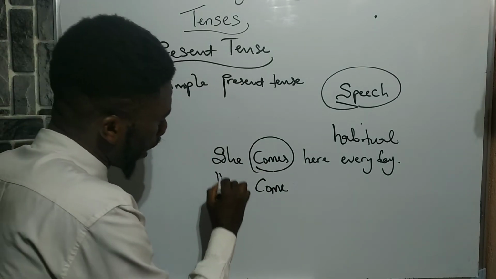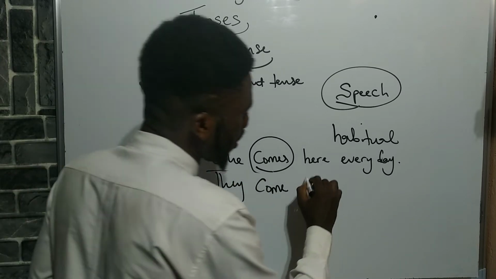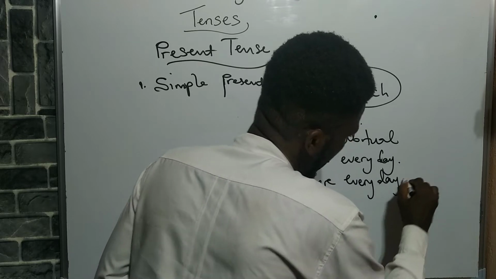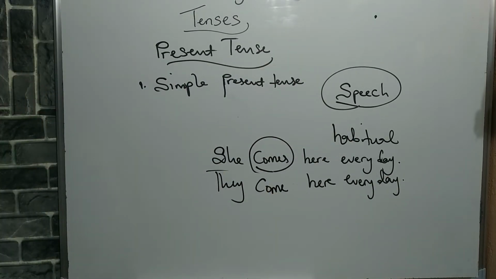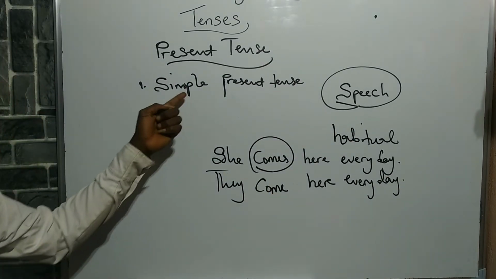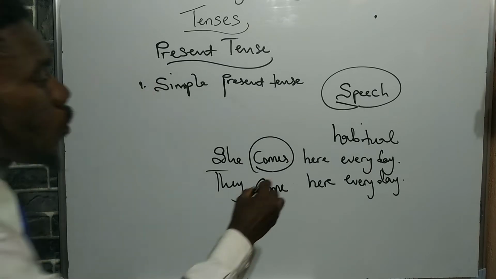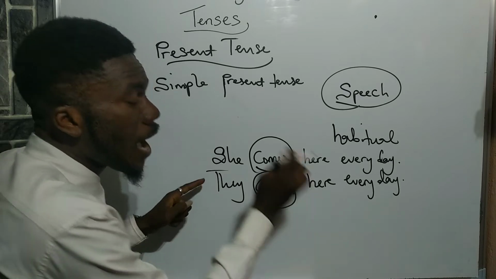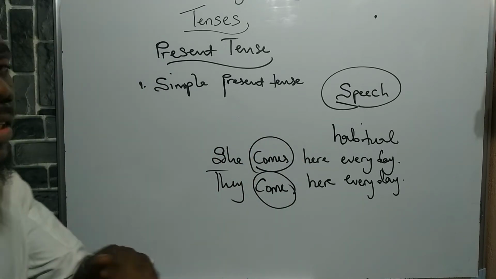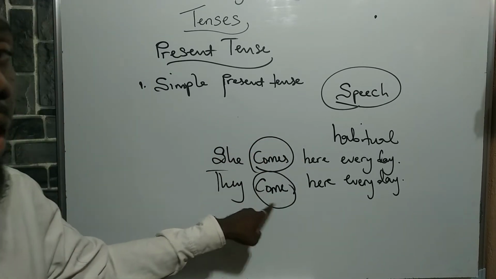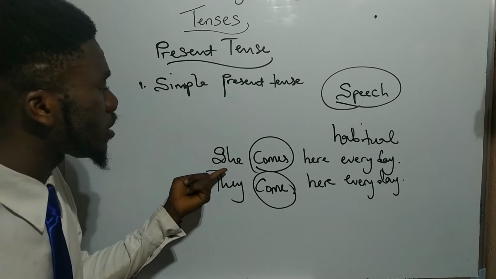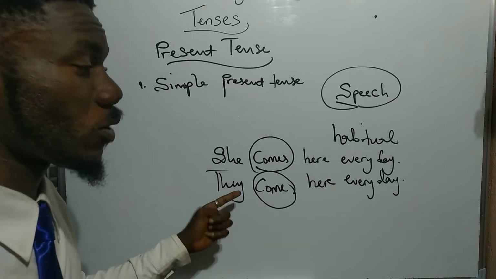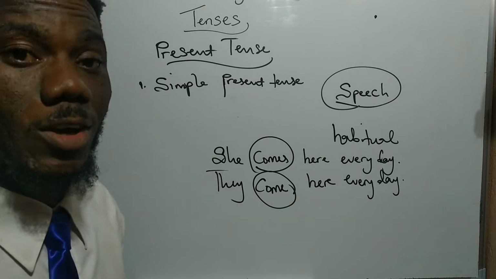Let us say we happen to change this subject and we have "they come here every day." These two sentences mean the same thing in the area of tenses. Whether you're talking about "comes" or "come," these sentences are in the simple present tense form. The reason why this one has s but this one does not is because this has a singular subject but this has a plural subject. I believe you are going to understand this when we treat concord.